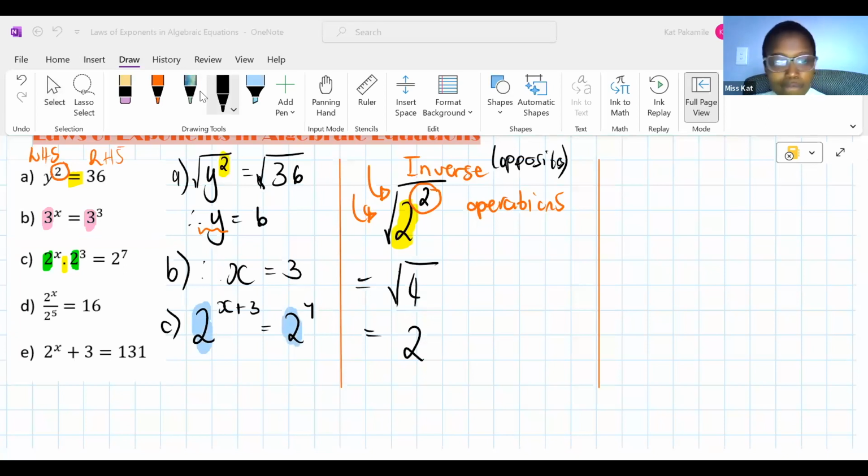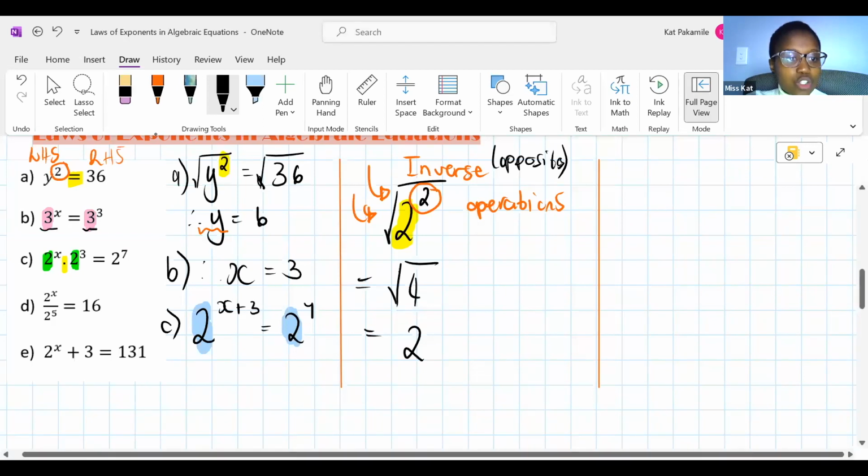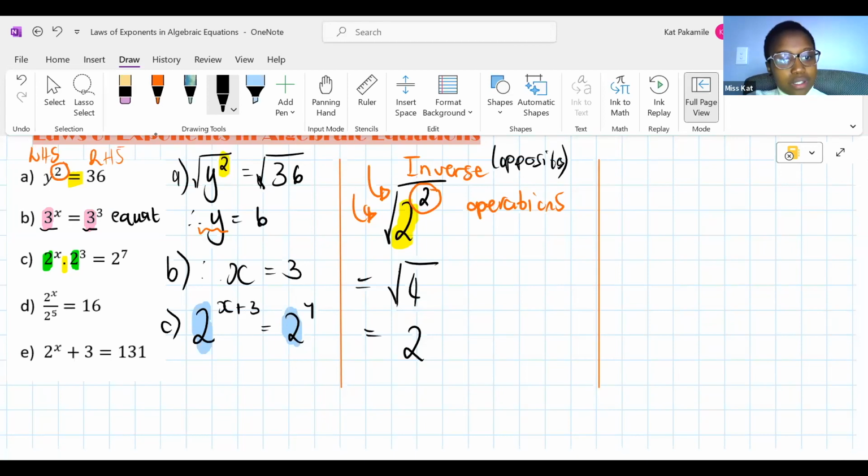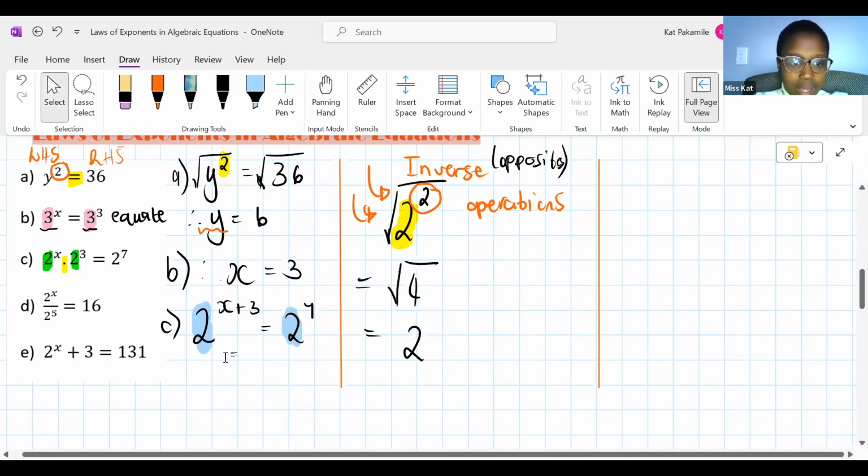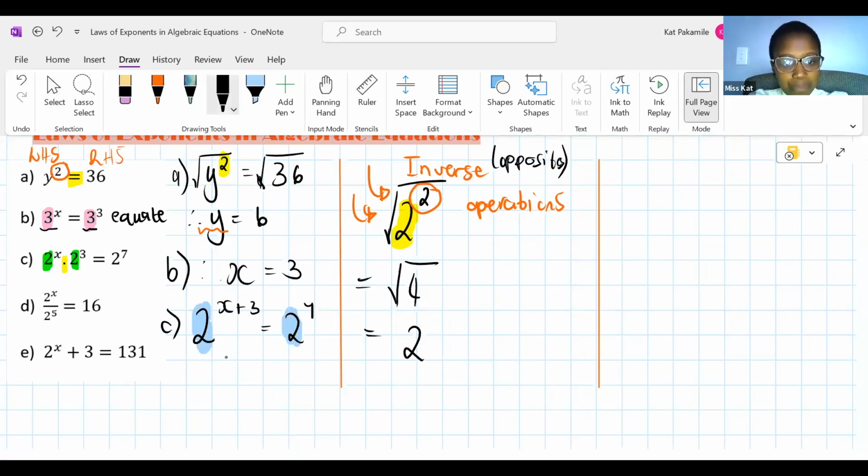No, sorry. Check what we did in B, guys. We had the same bases, so we equated the exponents, didn't we? If 2 to the power of something plus 3 is the same as 2 to the power of 7, then that something plus 3 has to equal 7. Do we understand, guys?